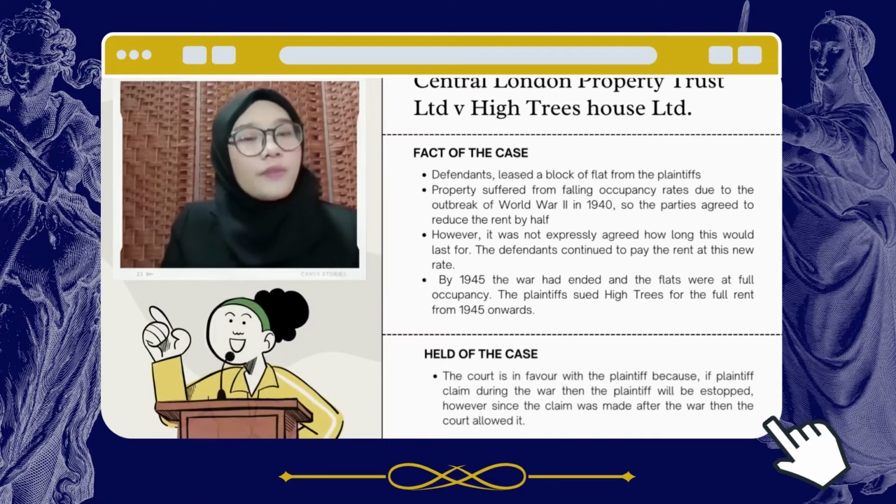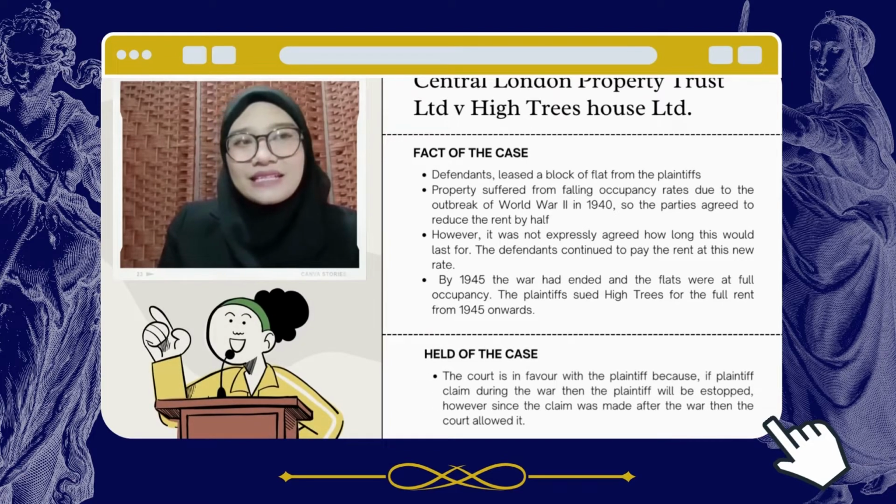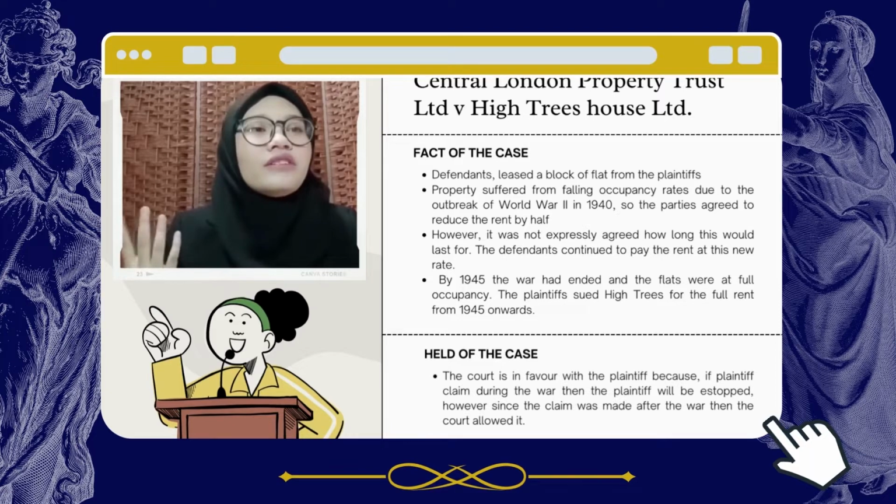A good example of promissory estoppel can be seen in the case of Central London Property Trust vs. Hightree House. In this case, the defendant leased a block of flats from the plaintiff. The property suffered from a falling occupancy rate due to the outbreak of the World War in 1940. So the parties agreed to reduce the rent by half. However, it was not expressly agreed how long this would last for. So the defendant continued to pay the rent at this new rate.